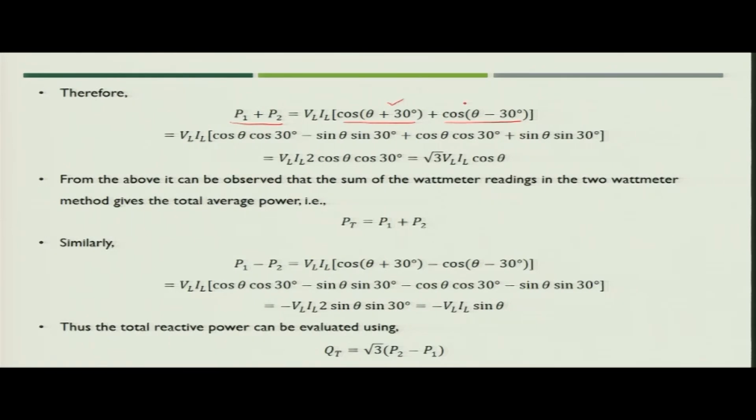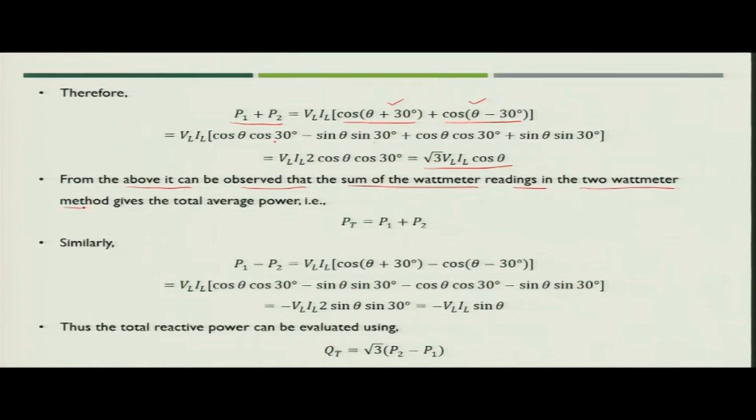Now, these two terms you will expand with the help of the trigonometric identity which we just saw. We will write cos(theta plus 30) as cos theta into cos 30 minus sin theta into sin 30, and cos(theta minus 30) will become cos theta into cos 30 plus sin theta into sin 30. Now, if you further simplify, you will get the value of P1 plus P2 as root 3 times VL into IL cos theta.